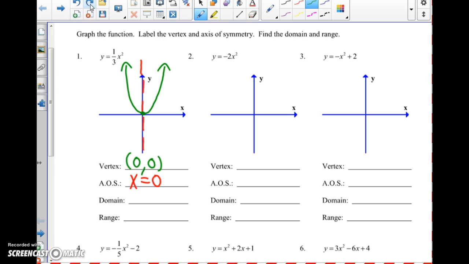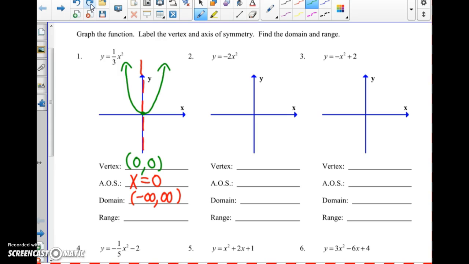Let me ask you this. What's the domain for this? Negative infinity to positive infinity. You can do the lesson stuff also, it's okay. There are just different ways of doing it.